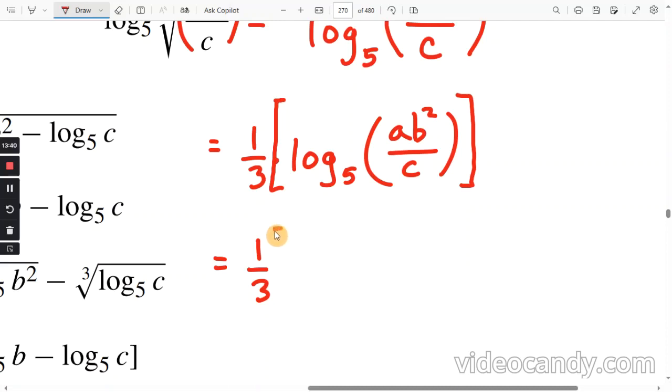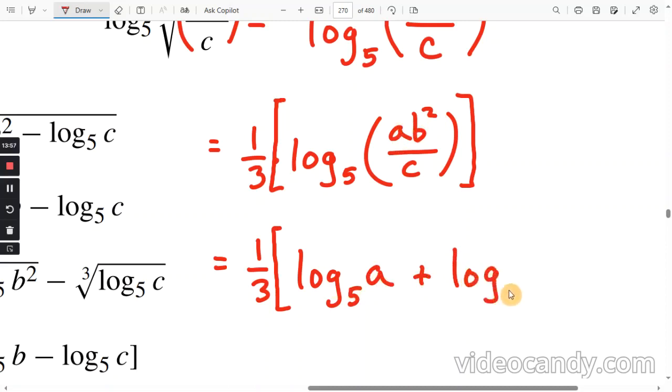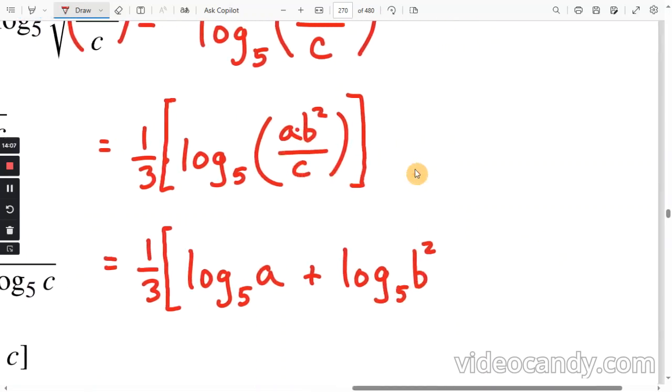All right, let's put our brackets in. We have a log base 5. And if you have a times b, or a times b squared in this case, that's going to be log base 5 of a plus log base 5 of b squared. Because these are multiplied, so you expand them as such. And since it's divided by c, that part is going to be subtracted. So it's going to be log base 5 minus log base 5 of c.